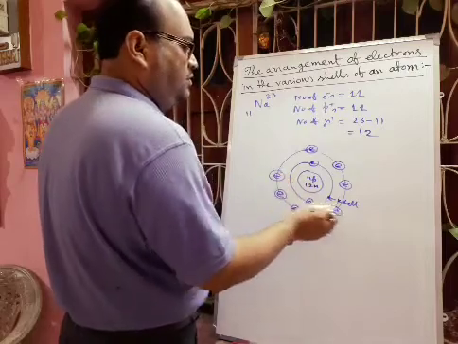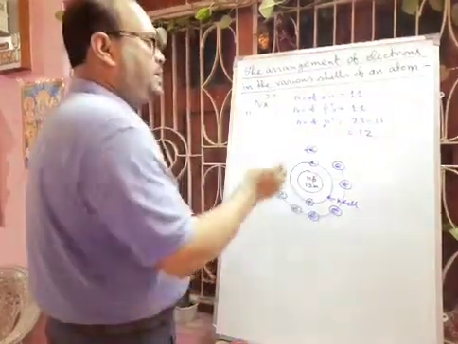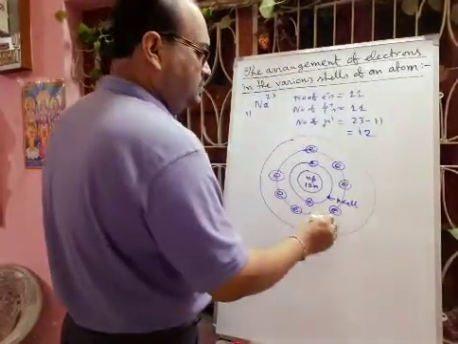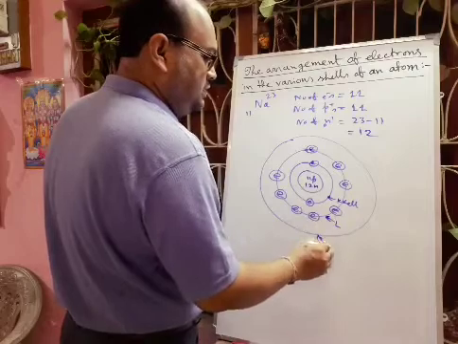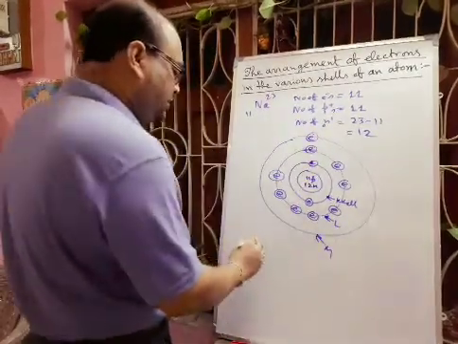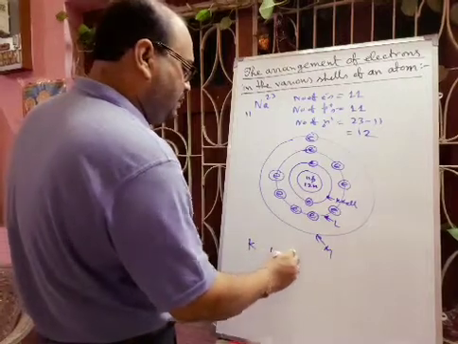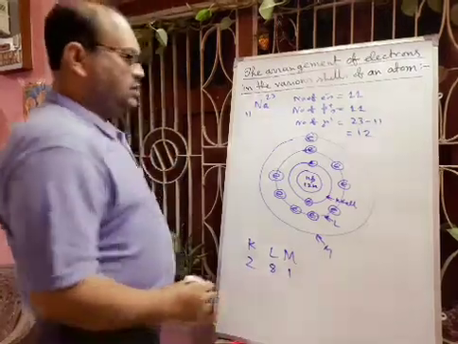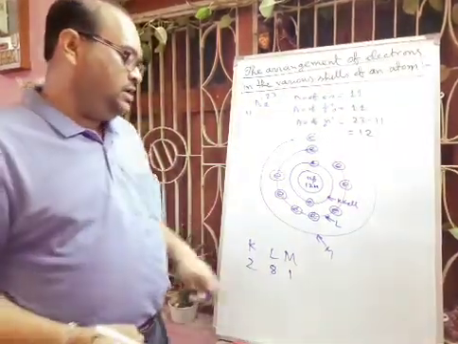One, two, three, 4, 5, 6, 7, 8. Okay. And M cell, this one is L cell and this one is M cell. In M cell there will be 1 electron. So when you write the electronic configuration, you have to write K, L, M. In K cell there are 2 electrons, L cell 8 electrons, and M cell 1 electron. Total number of electrons will be 11.